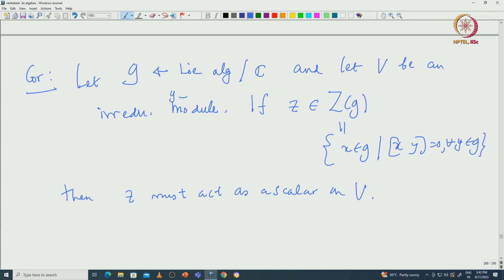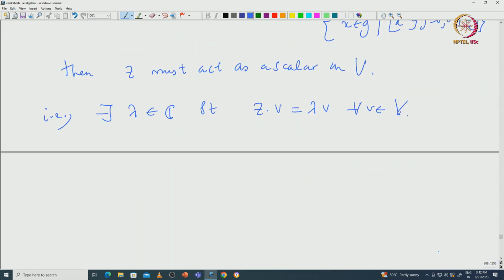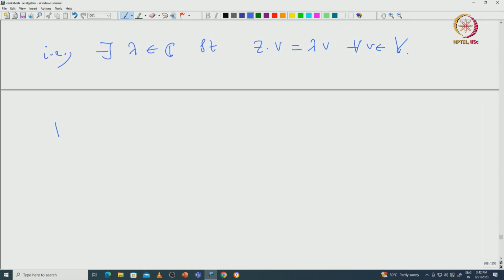Okay. So, what is the meaning of that? There exists lambda in C such that Z dot V is given by lambda V for all V in V. Okay. So, this is actually an immediate consequence of what we have seen earlier, because what is the proof?